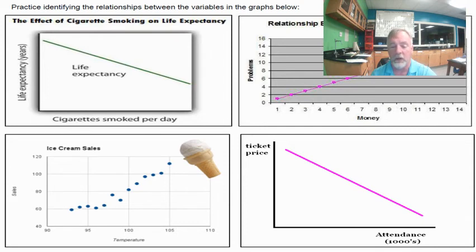Let's look at the ticket price one. If the attendance is low, that means your ticket price is going to be high. And if your attendance gets bigger, your ticket price is probably going to be smaller. So we have that downward, negative slope. We have an indirect relationship.